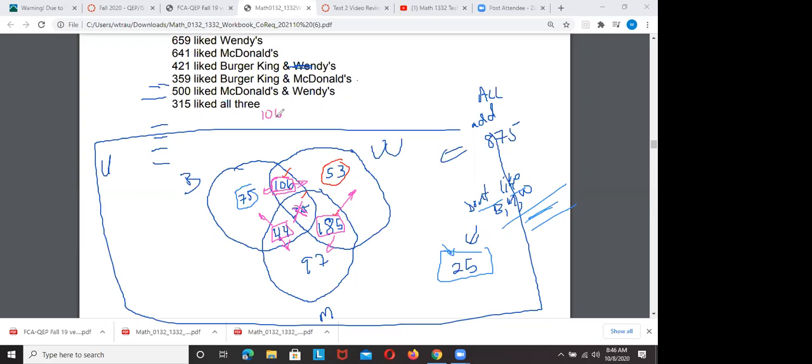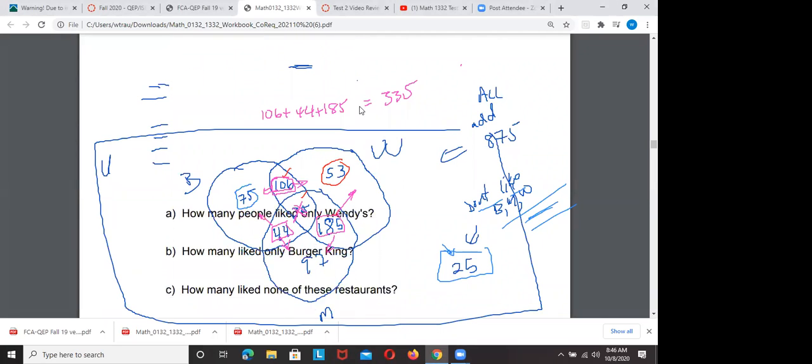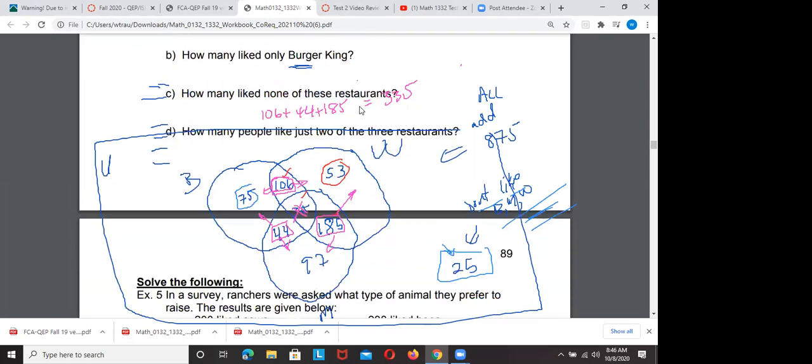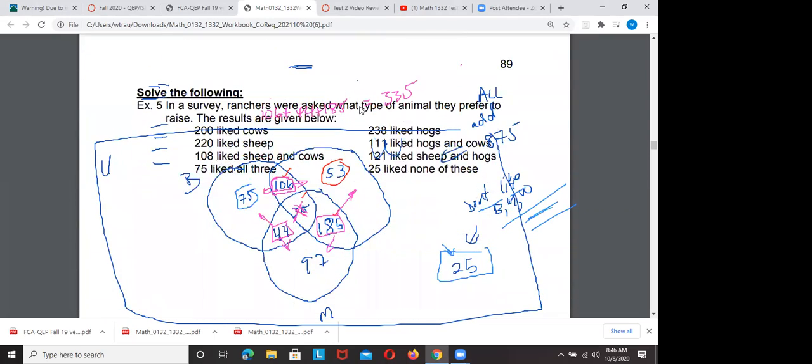So 106 plus 44 plus 185, and that adds up to 335. So 335 people like 2 different restaurants. It didn't say which two, just as long as they like two restaurants.